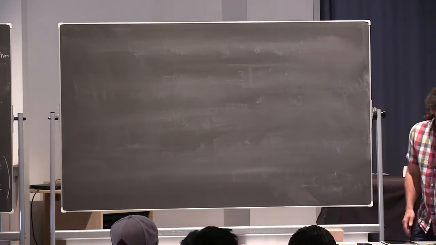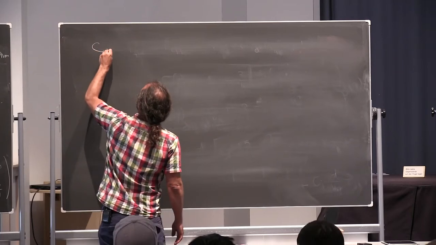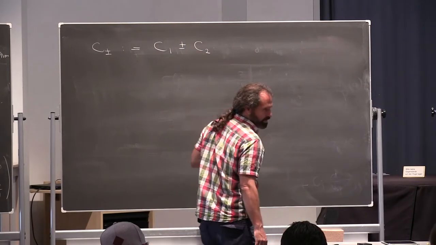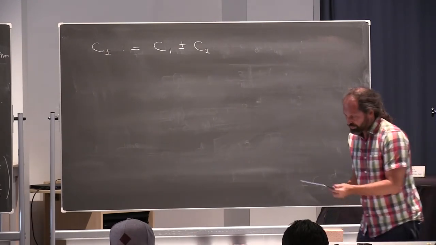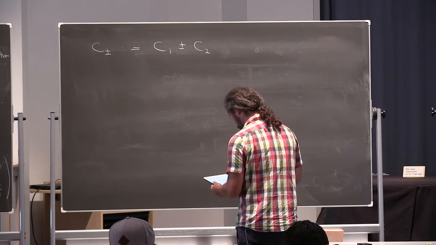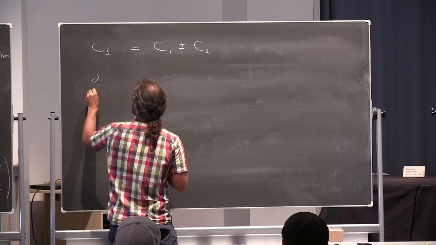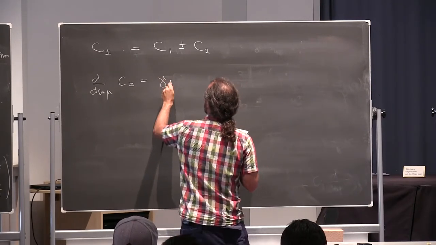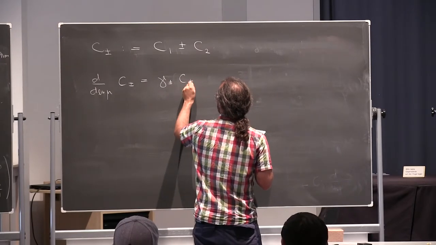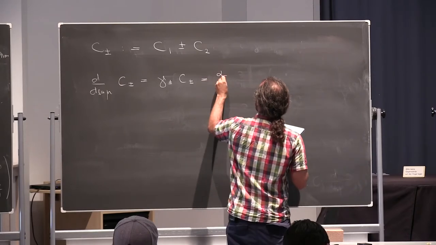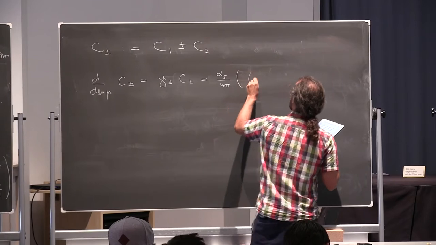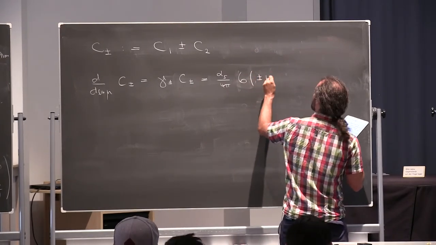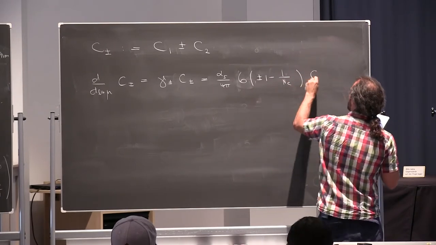So we introduce C plus minus, and define this as C1 plus minus C2. And then if you do this, the RG equation becomes diagonal. So it's just gamma plus minus times C plus minus, and the actual result is gamma plus minus equals six plus minus one minus one over number of colors, times C plus minus.